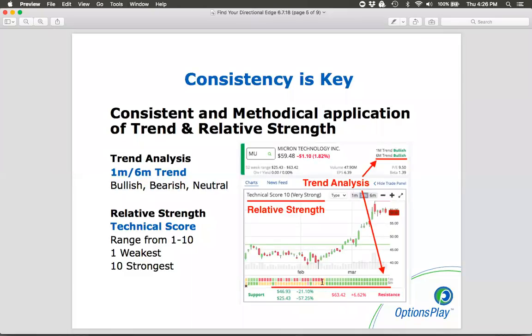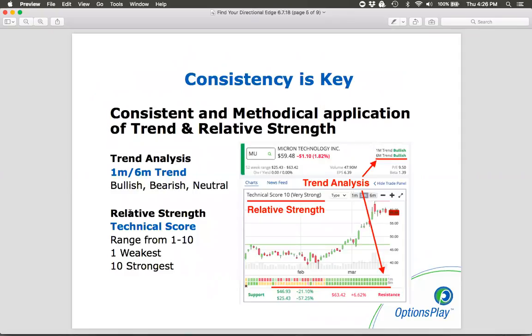And we actually show it to you historically on the graph, so that not only do you see the current 1 month and 6 month trend, but you also see how long it's been in that trend for. Those are two very important things to look at when you're trying to do trend analysis: not only what is the current trend, but how long has it been in that trend for.